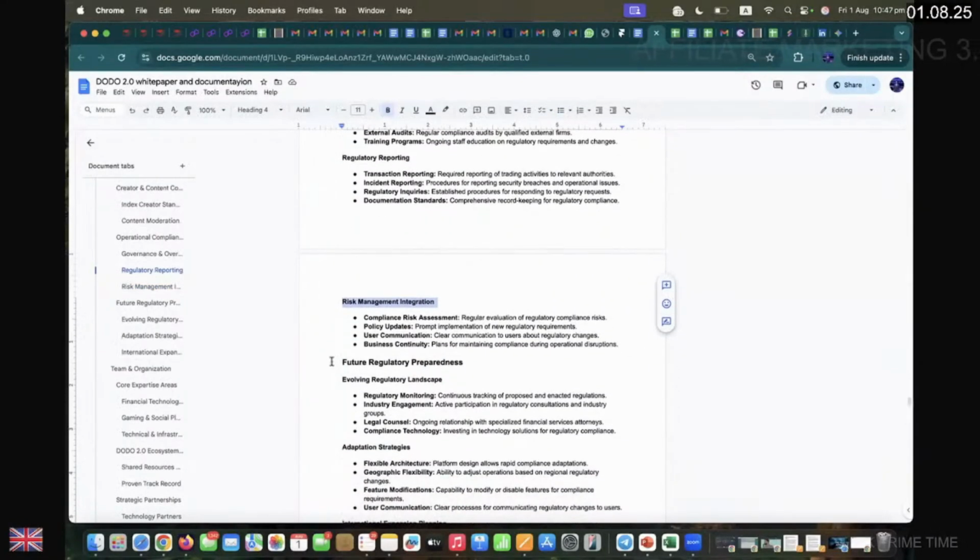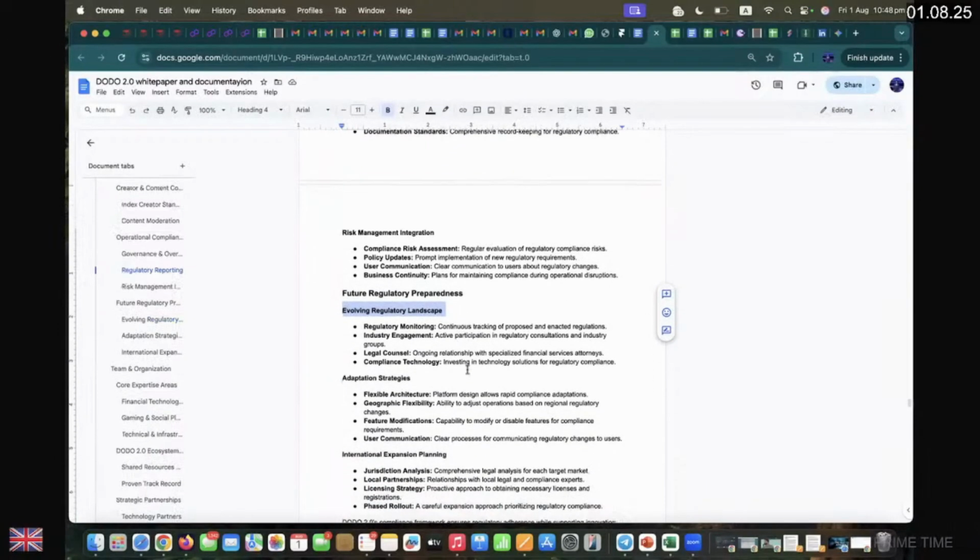Future regulatory preparedness. Whatever future regulatory landscape comes in terms of evolution in new acts or new laws, we will adhere and we will follow the new and upcoming policies of various jurisdictions and governments in order to be compliant and in order to be operational and will be able to provide services across most of the places on this planet.